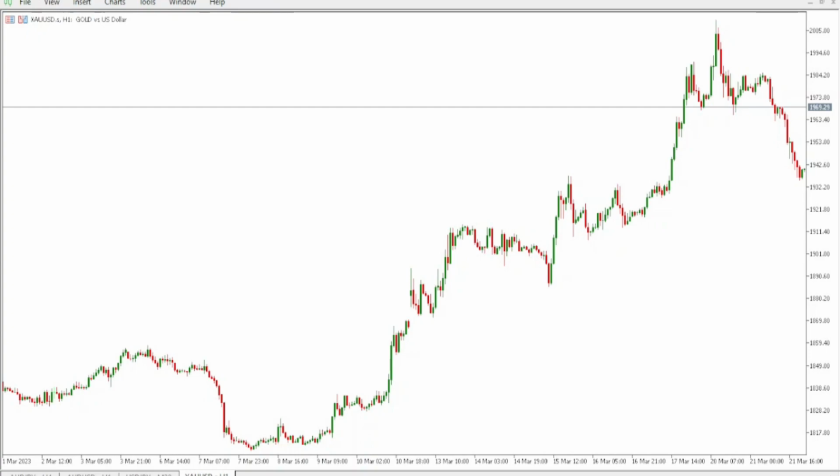Here we are on the XAUUSD chart on the 1 hour time frame. This strategy works better on high time frames, and I suggest you do well to test out what's best for you.